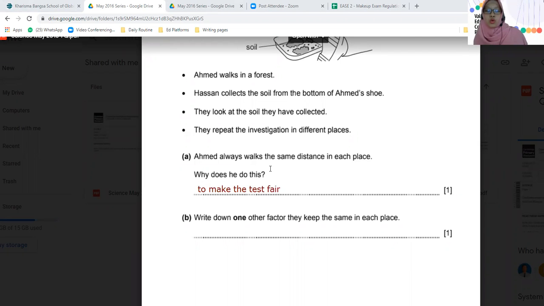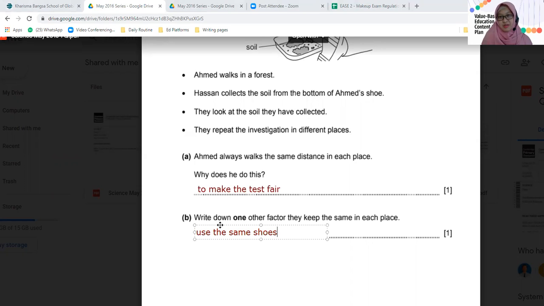Then write down one other factor they keep the same in each place. What do you think? It can be more than one, actually. Okay, use the same shoes, right? If he used different shoes, the shoes can be bigger or smaller, so the area from which they took the samples can be different. It will not be fair, right? Use the same shoes. What else?